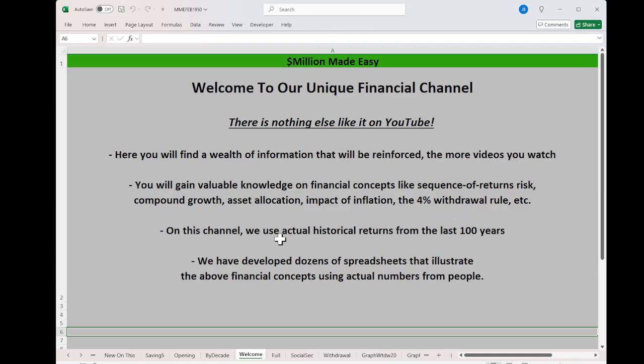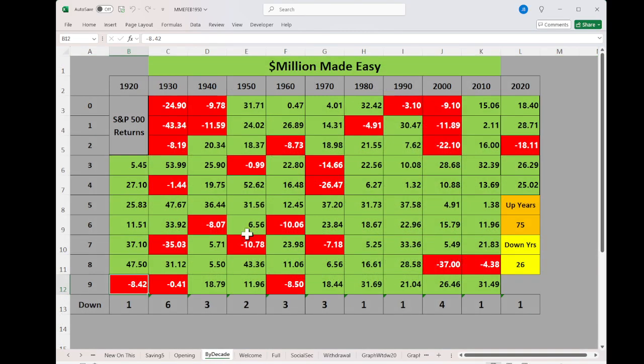But what we do on this channel is use actual historical returns for the last 100 years, which are right here. These are the returns for the S&P 500. We figure it's not going to be any worse than the 1930s, so we feel pretty safe about that. Running numbers showing you if we even have the worst case scenario, returns like the Depression type years, how would your money work out?